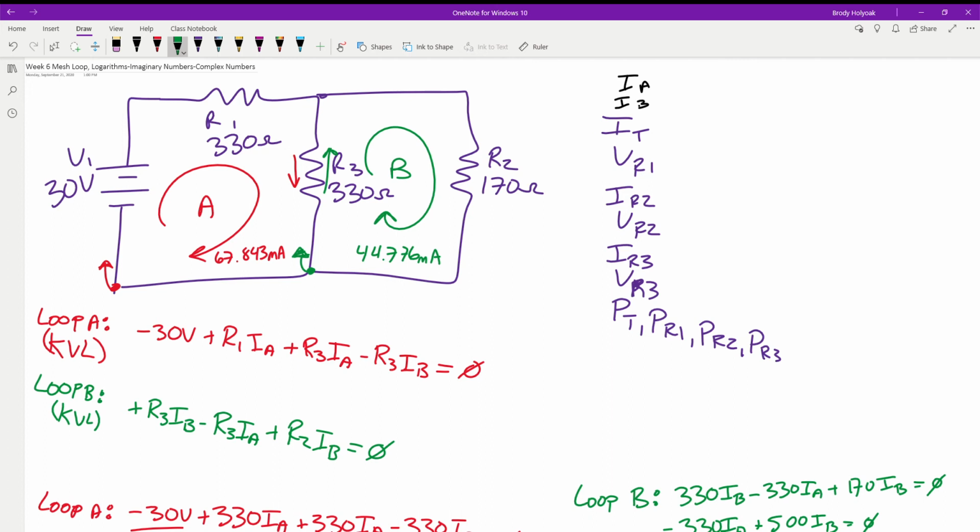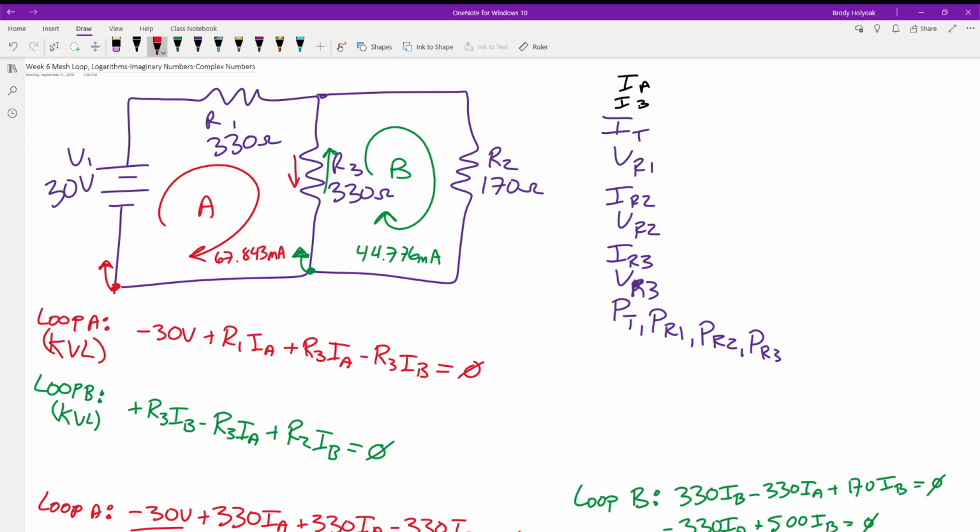So now I've got to go through and see how much current is actually flowing through each of these components. So we come back to R1. How much current is flowing through R1? 67.843. So we can find the voltage drop across R1 because now we have the current. How much current do we have flowing through R2? 44.776 milliamps. How much current do we have flowing through R3? A minus B.